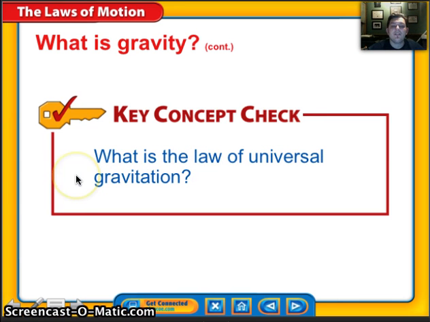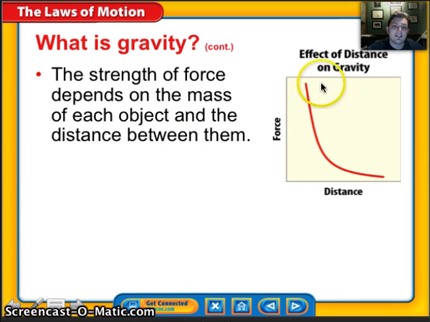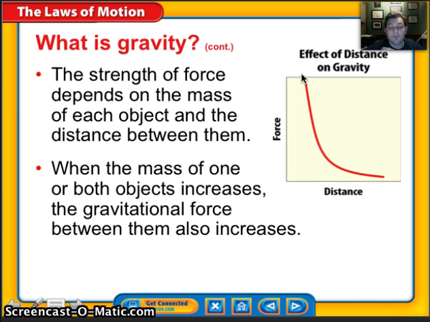Now, what is the law of universal gravitation again? This is that all objects with mass have gravity. Okay, they pull on each other with a non-contact force. Now, the strength of the force really depends on the mass of each object and the distance between them. So if you look at this graph here, what happens? As you're closer in distance, the force is higher. As you get farther away, the force gets lower.